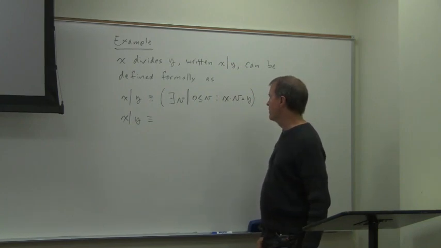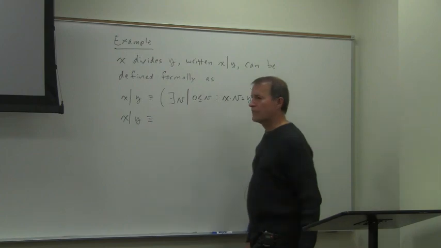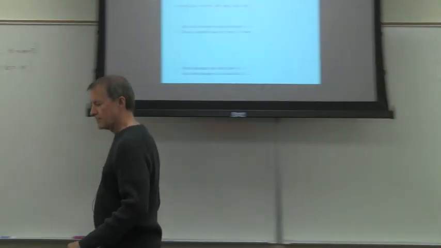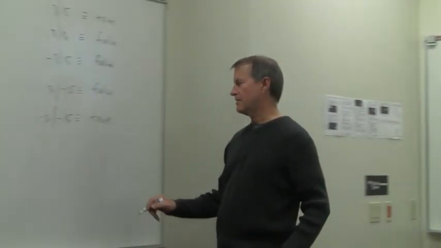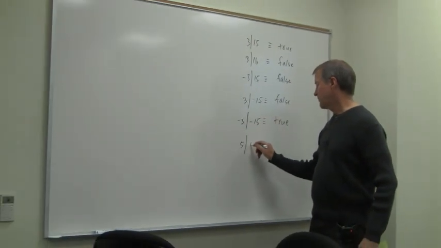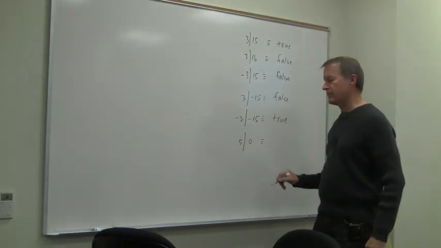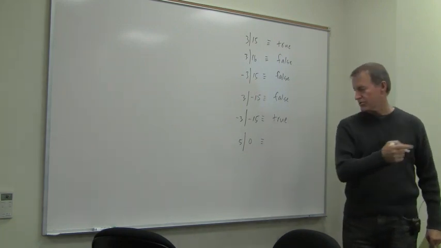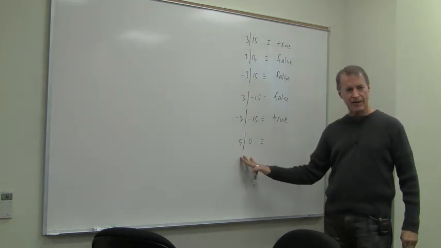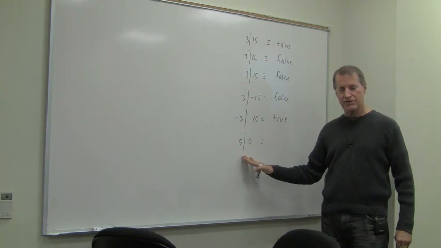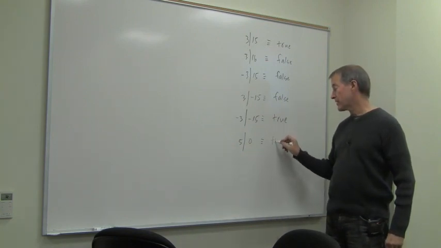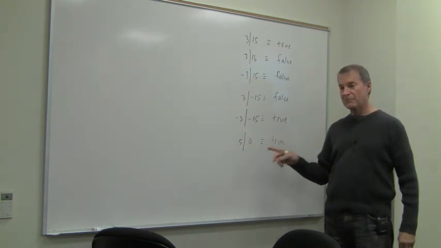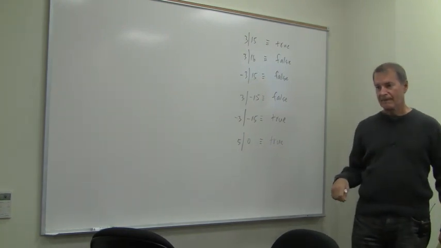Does 5 divide 0? Here, let's do this. 5 divides 0 because 0 exists. What does 5 divide 0? According to that, is this true or false? This is a predicate. It's a function that returns true or false. Now this would be true because why? Because V can be 0. So it'd be a natural number.